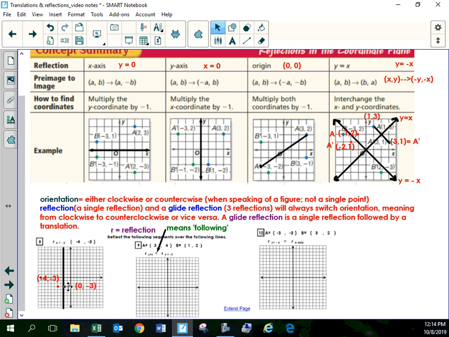I want you plotting it and naming the point on the line. Name the pre-image point as well. So I don't want you to see dots. I want to see the actual coordinates written on your paper. You know, this is a problem right from your worksheet.